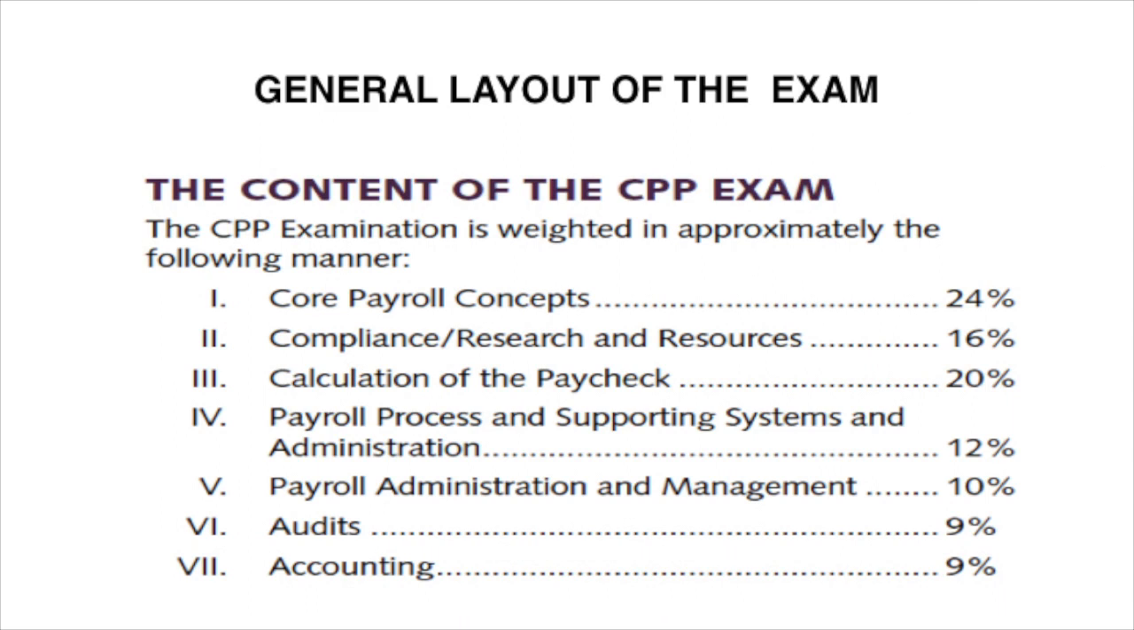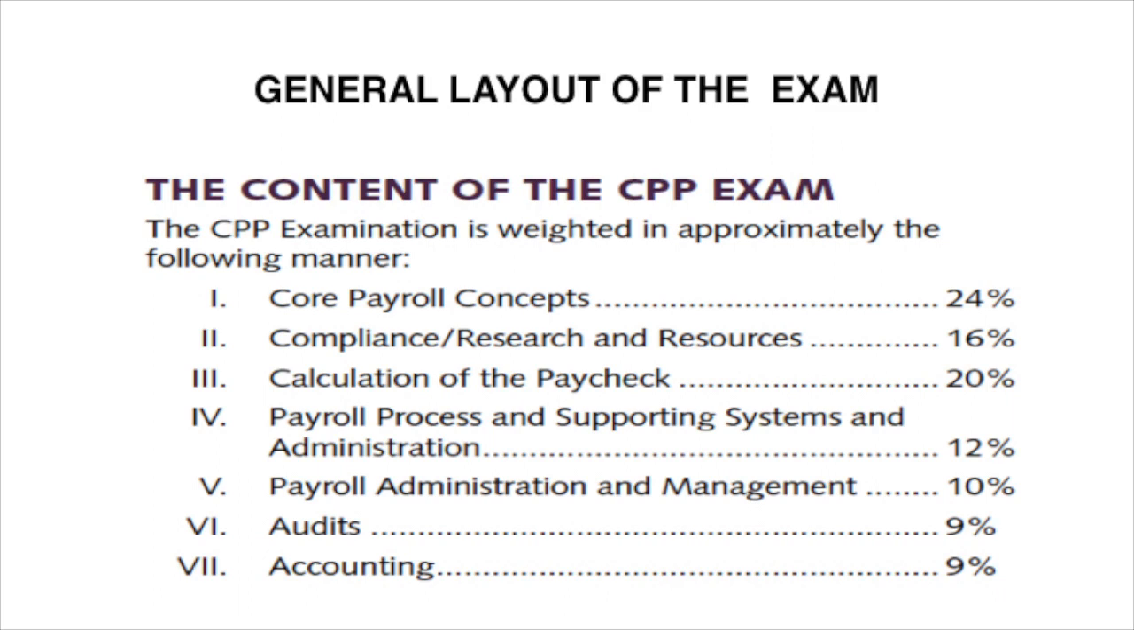This slide shows you the content of the CPP exam weighted in approximately the following manner. Core payroll concepts are tested 24%, meaning that out of 190 questions, 45 questions will be on core payroll concepts. Then 30 questions will be on compliance, research, and resources. About 38 to 40 questions will be on the calculation of the paycheck.